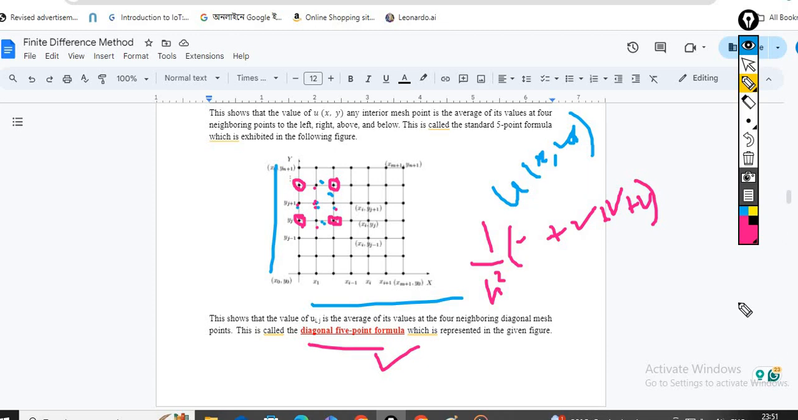And there is another method where we can consider the standard one. The standard one considers another 4 points. What are those 4 points? These 4 points, I'm marking in blue color. This point, this point, this point, and this particular point. Same way, the relation will be 1 by 4 times the addition of all the 4 points.